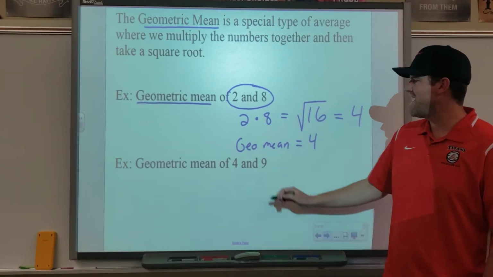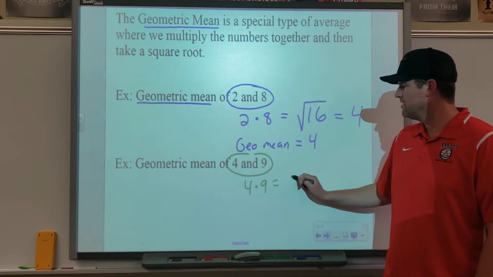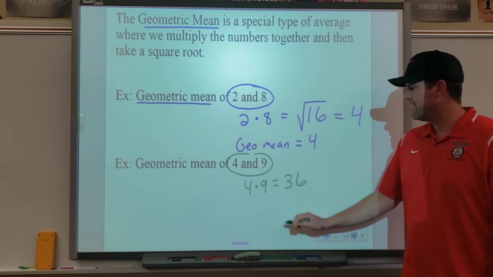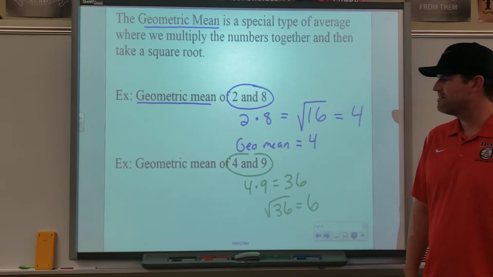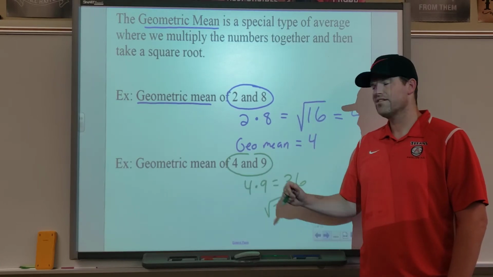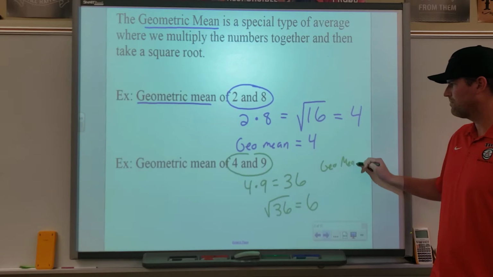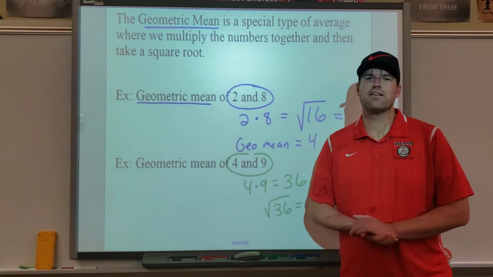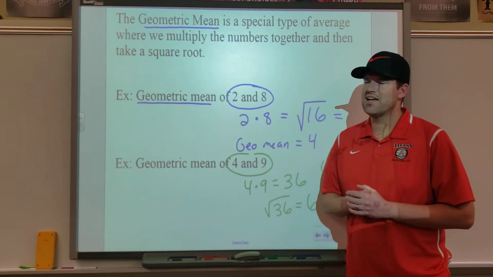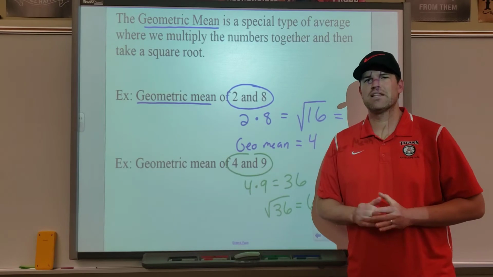For 4 and 9, we're going to multiply 4 times 9 to get 36. And then we're going to take the square root of 36, which equals 6. So the geometric mean of 4 and 9 is 6. So instead of adding and dividing by 2, we are multiplying and taking the square root. We're going to come back to that idea a little bit later in this lesson.